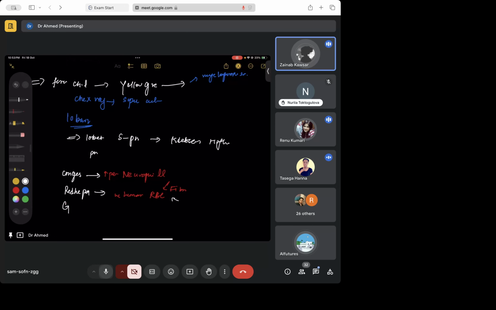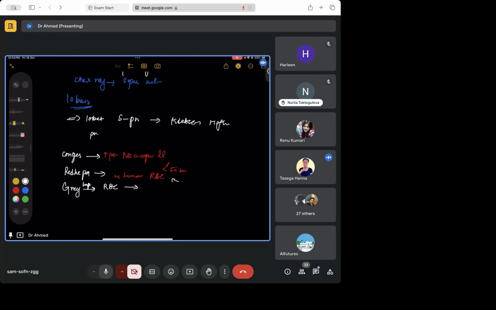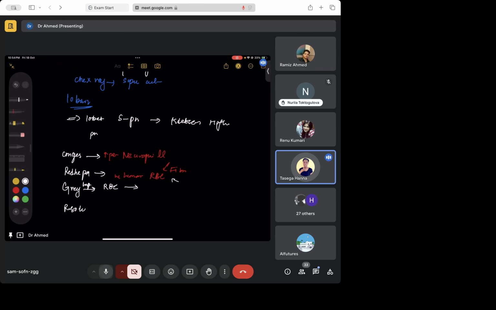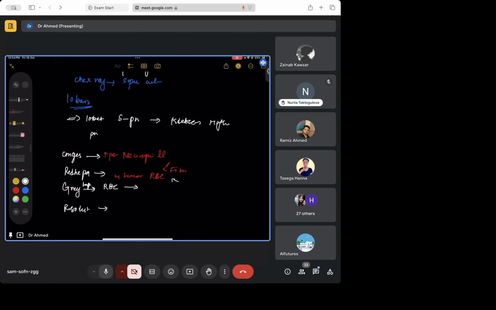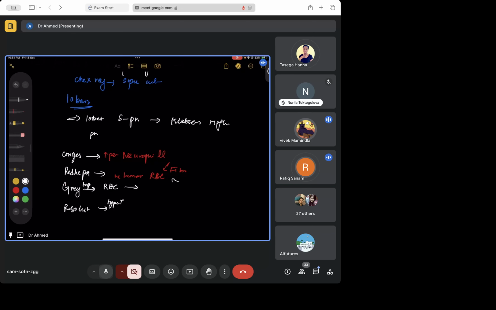Gray hepatization, which indicates that the red blood cells are going to be removed from this exudate. It would still be hard. That's why we give it the name hepatization. So in gray hepatization, the red blood cells are removed. The last phase, what happens? Resolution. Which cells are involved in resolution? Macrophages and type 2 pneumocytes. Complete resolution.